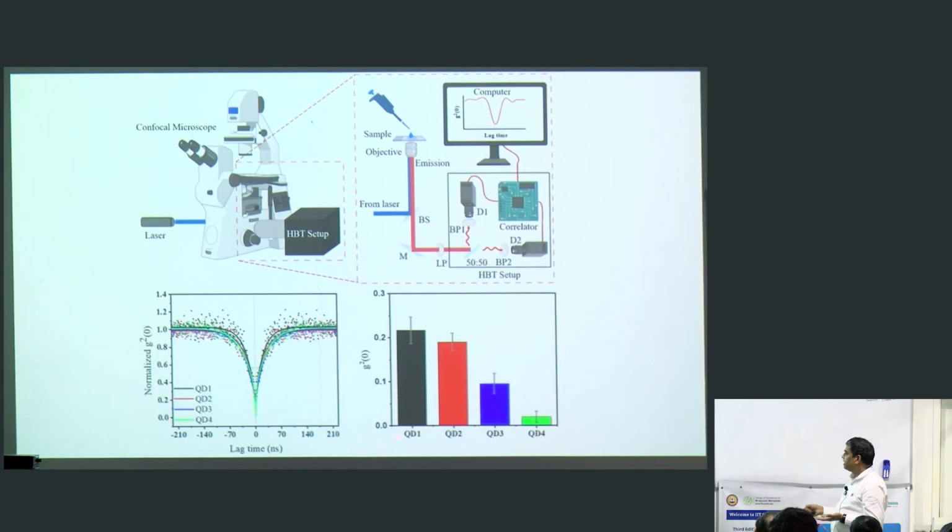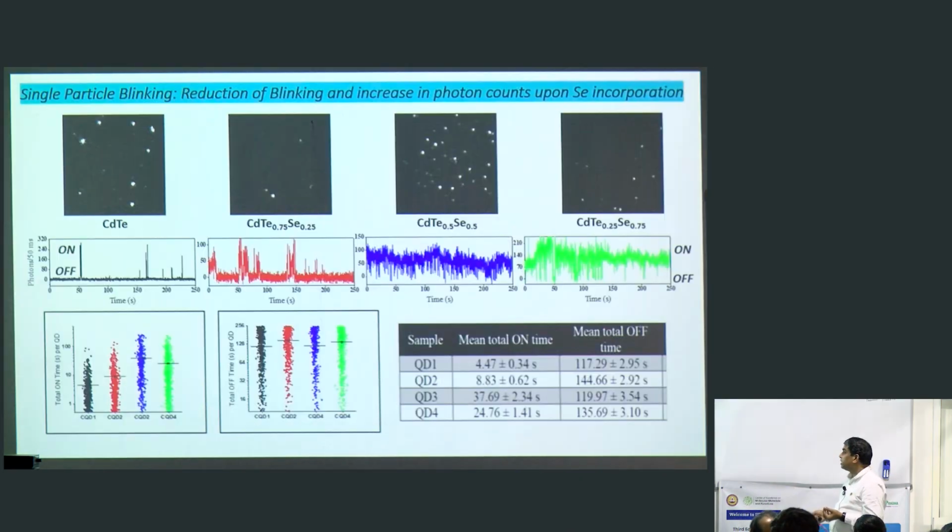And very nicely, for the selenium incorporation, the value of the G2 factor goes to 0.02. I think I forgot to put it here, but it is 0.02. 0.02 means close to 0. So it means highly anti-correlated. So it gives the anti-correlation parameter. And here blinking plays a role.